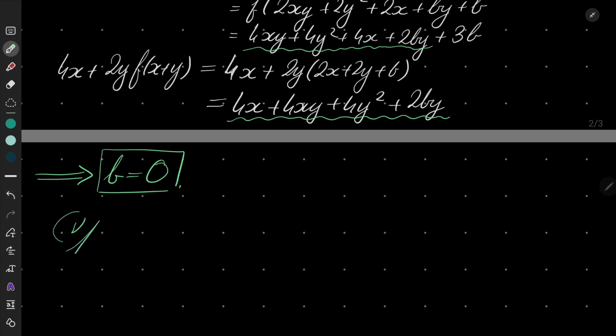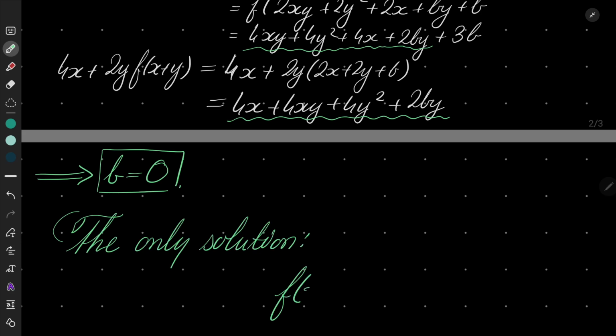So in fact, we have only one solution. The only solution: f of x equals 2 times x for every real number x. And that closes our problem.